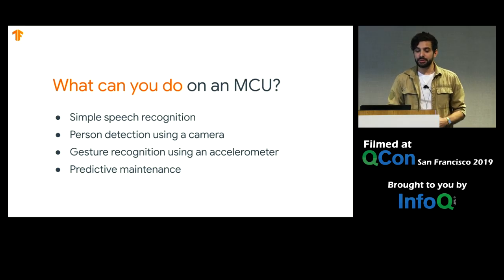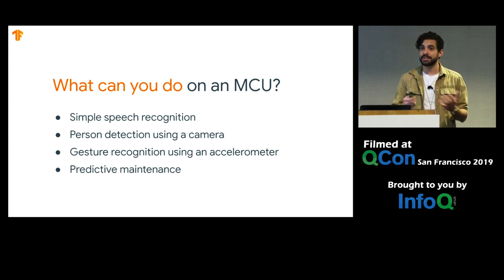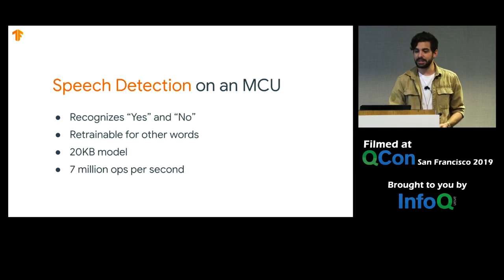So on an MCU, we can do everything from speech recognition through to interpreting camera data. We can do gesture recognition using accelerometers. We can do stuff for predictive maintenance where you're looking at the vibration of an industrial component to figure out when it's going to break so that your whole factory doesn't explode. So this is all really exciting because you can push intelligence down close to these sensors and do this type of inference really cheaply.